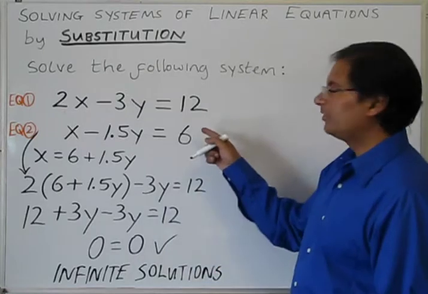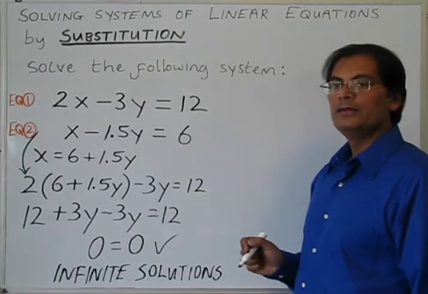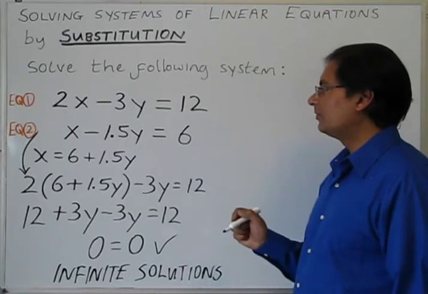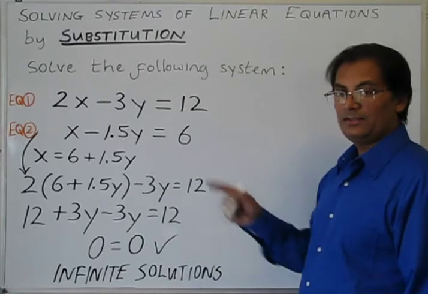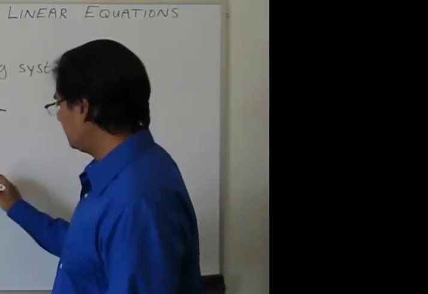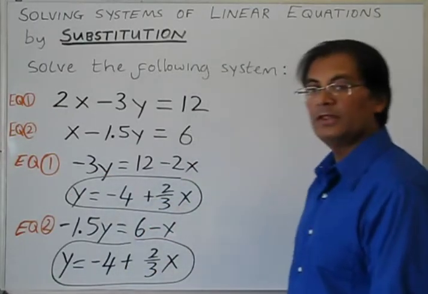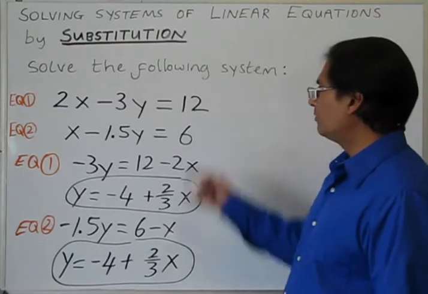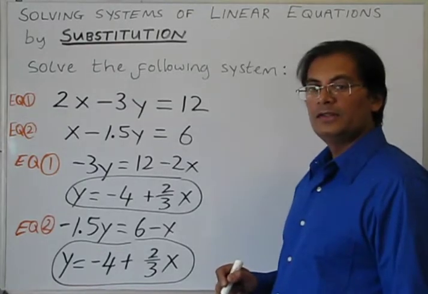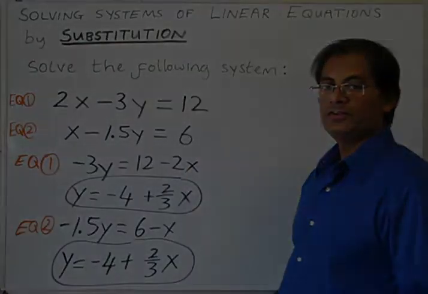And why? Because actually they're the same line. If we solved each one of these for y, we would see that. And let's take that. Let's look at that right now. We see that both of these equations are actually the same thing. And that's why the solution to this system is an infinite number of solutions to this system.